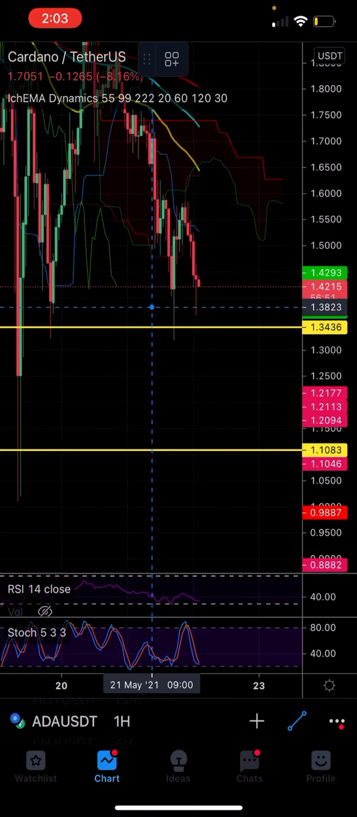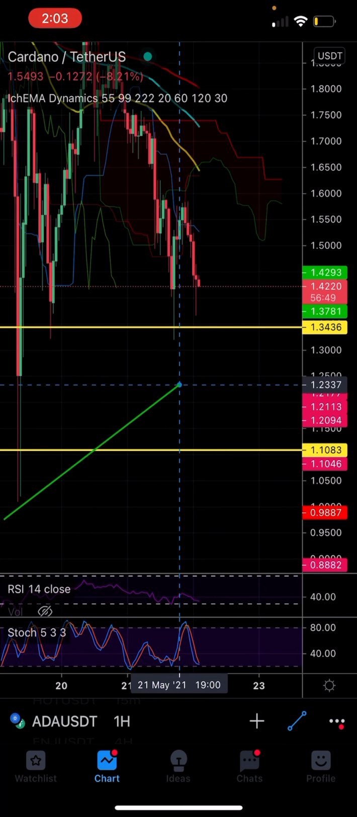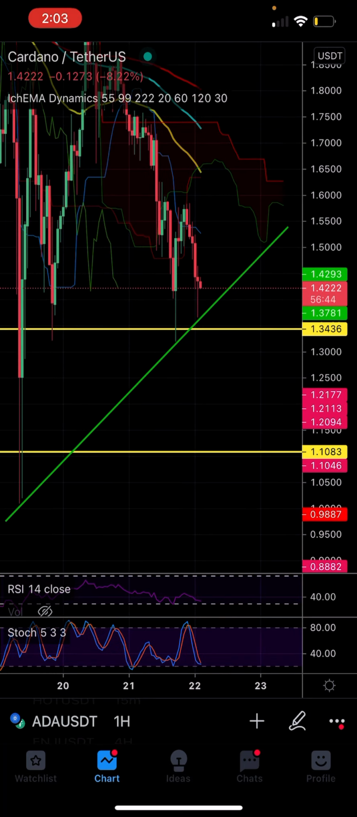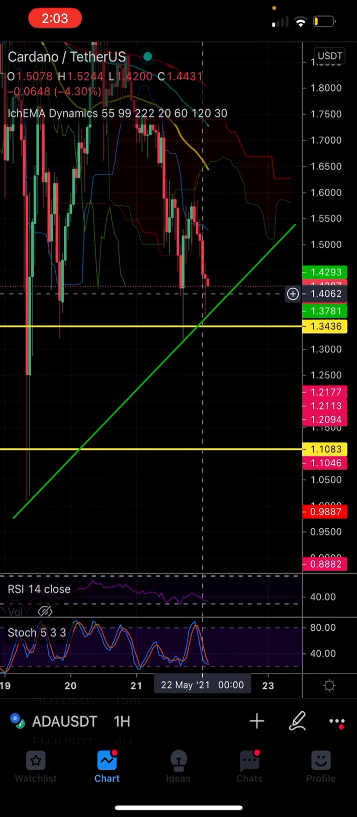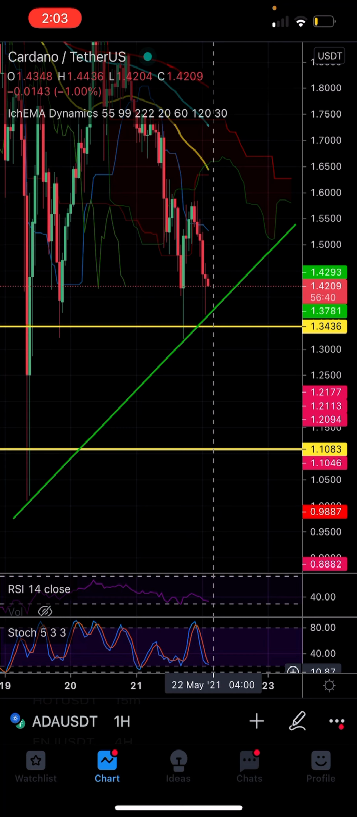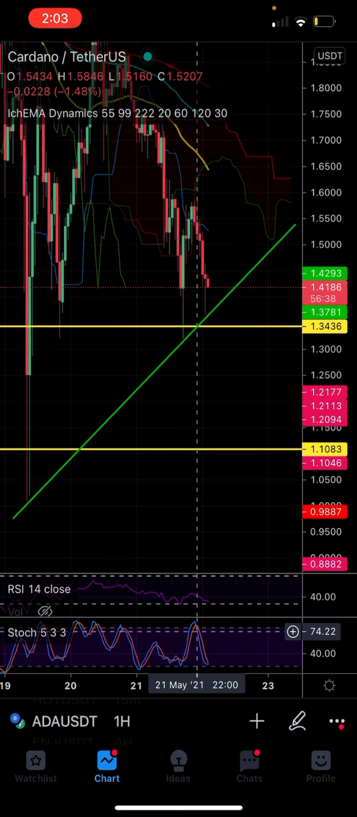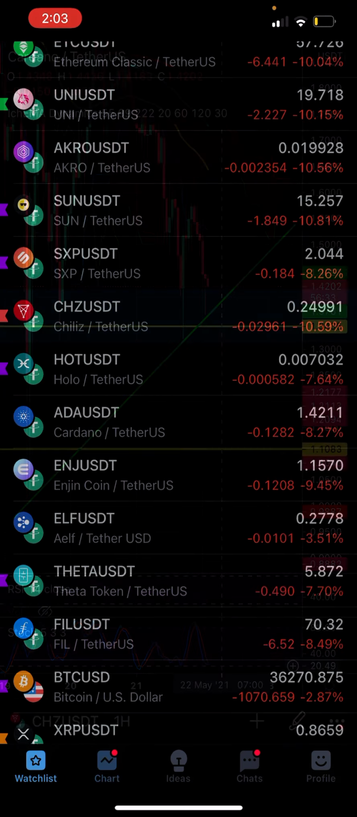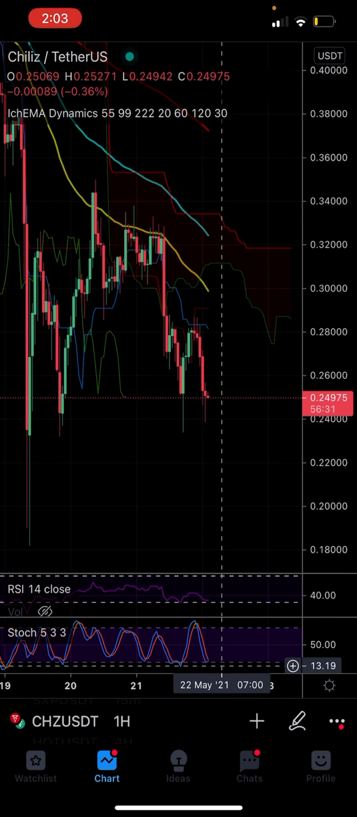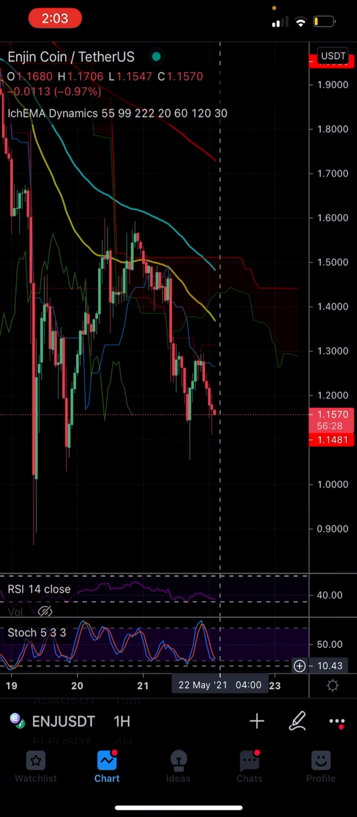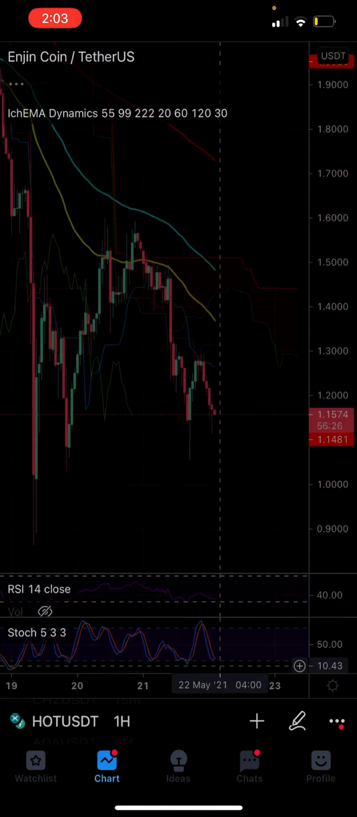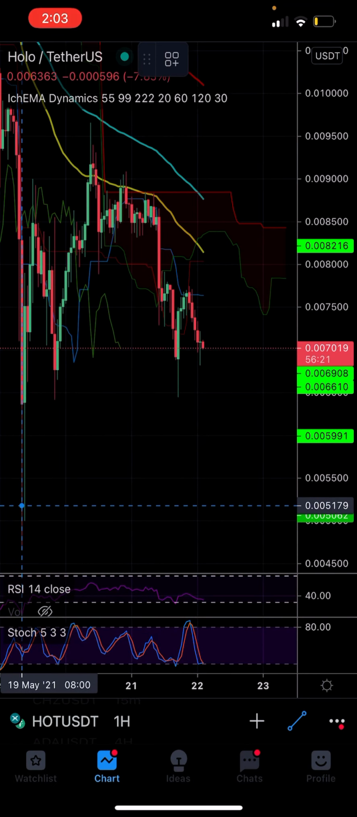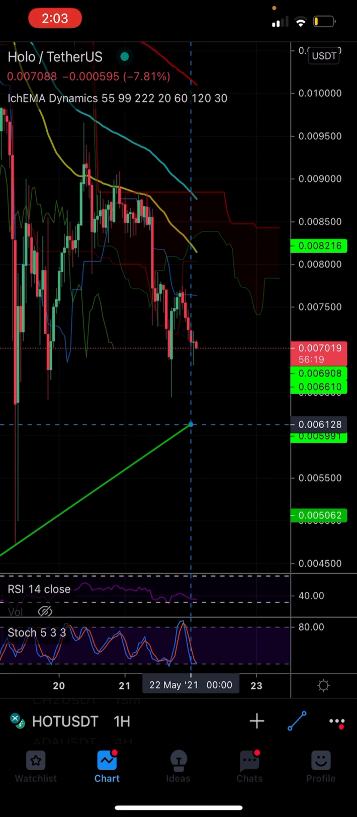I can draw this on pretty much any of them, right? Look at this, every single one of them. Big move down, next bounce, third bounce. 3 points of contact, right as the stochastic oscillator all the way at the bottom of the screen is starting to bottom out and about to turn up on the hourly model. All of them. CHZ, same thing. ENJ, identical. HOT, identical. I could draw that same trend line on all of these charts. That's nuts.